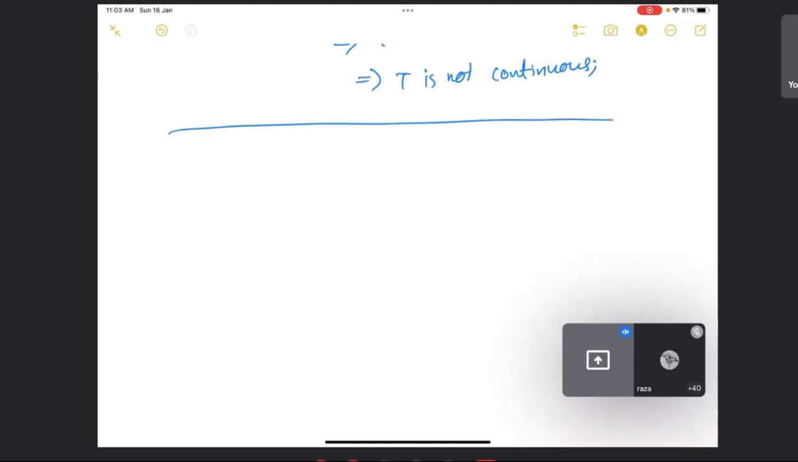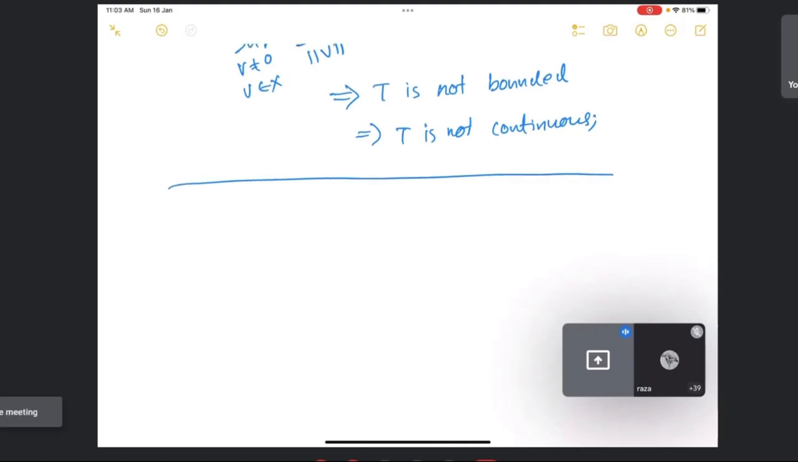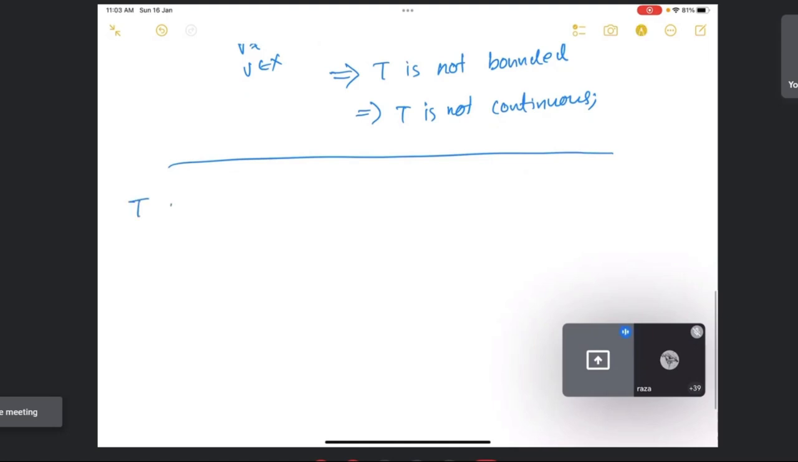That's it. So the third option is also not true: just being 1-1 does not say that T is continuous. Now you need T onto. If T is onto, you have already seen one example in this case. If T is onto, can T be continuous? First example will work, right? Because we were defining that to the scalar field F, so the first example that we took, T of e_n equal to n, that will work. So being onto does not say that T is continuous.